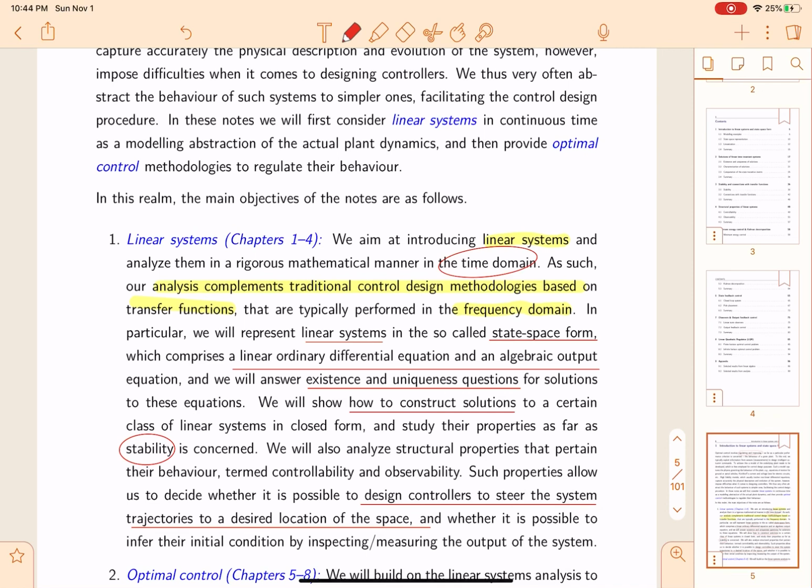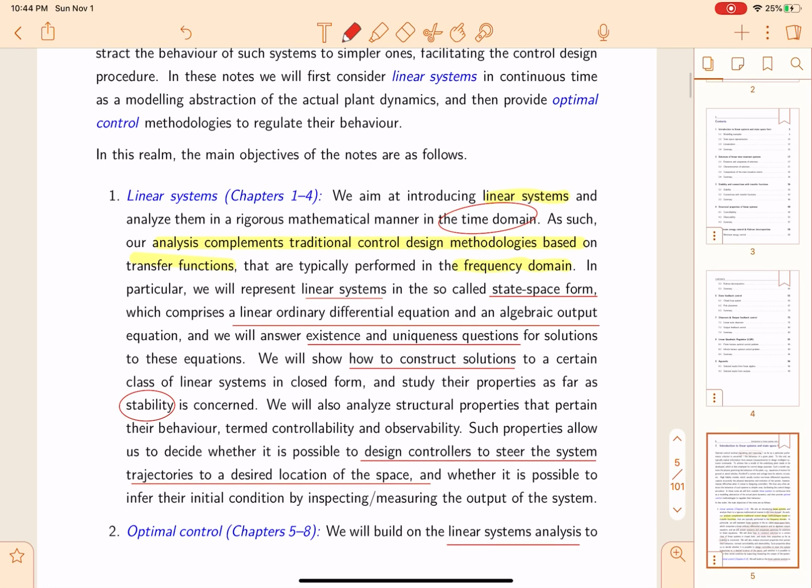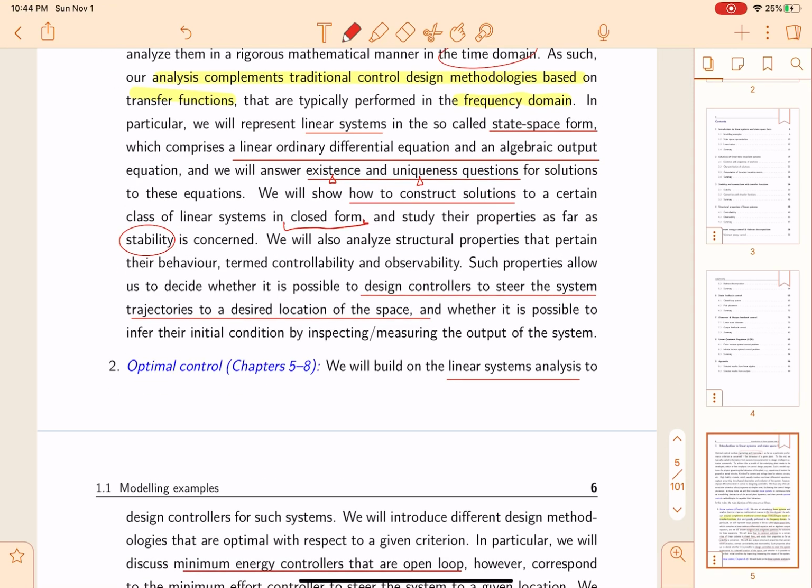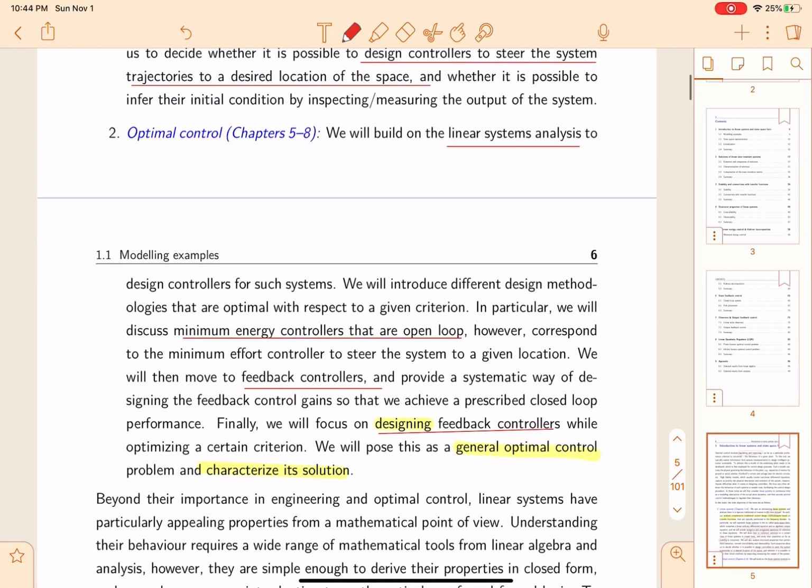And we will represent the linear system in so-called state-space form, which is basically a linear ODE and an algebraic output equation. We will analyze the existence and the uniqueness questions for these solutions, and we will show how to construct solutions to a certain class of linear systems in closed form, and study the properties as far as stability is concerned. And we will see how the design controllers can steer the system trajectories to a desired location of the space. We'll get to that later.